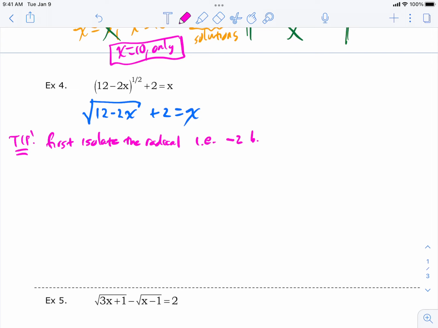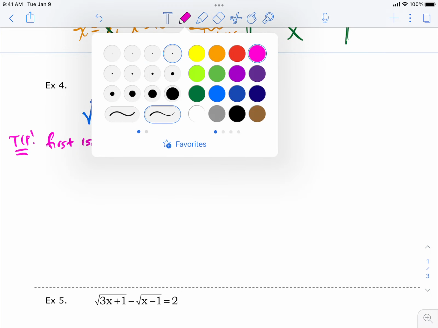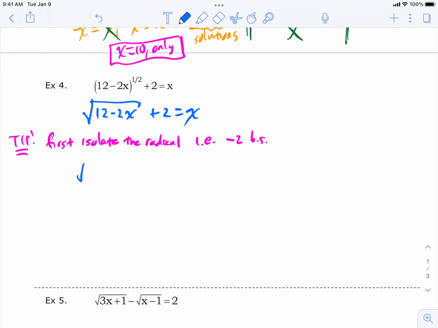i.e. minus 2 on both sides. Subtract 2 on both sides. So I got my radical, 12 minus 2x here. After I subtract 2 on both sides, I'm looking at this. And from here, we're ready to go. You can square both sides. Make sure you do the foiling thing. And so on. You might end up with the quadratic equation again.